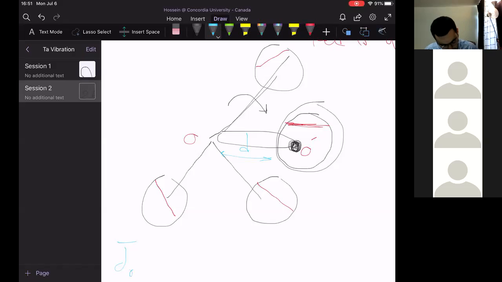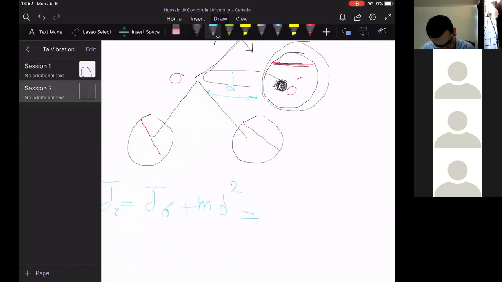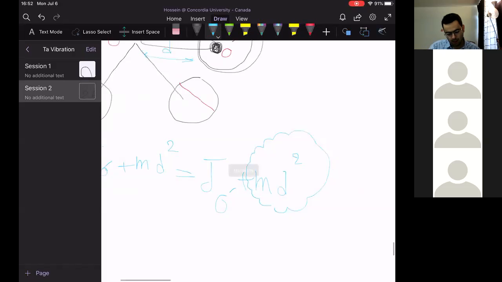The total resistance of the system in response to any motion, the total mass moment of inertia around point O, is J around point O prime plus M D squared. J around O prime plus M D squared. The second term is related to the theorem of parallel axis, right?